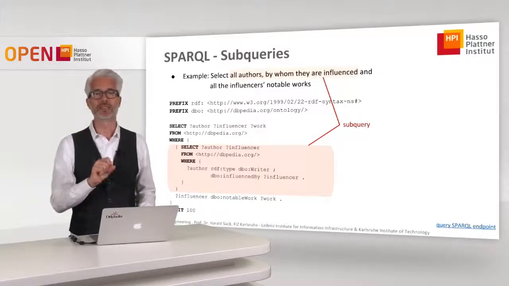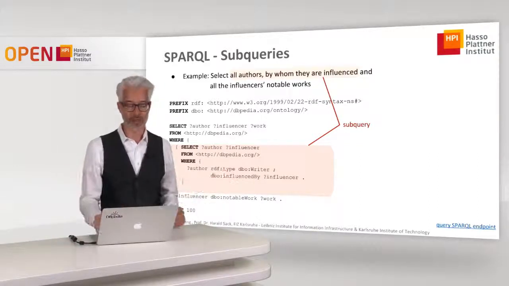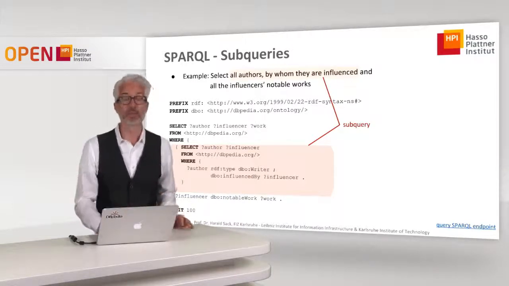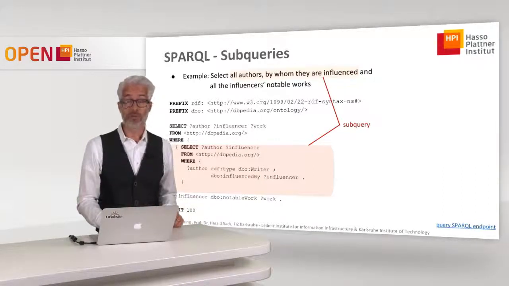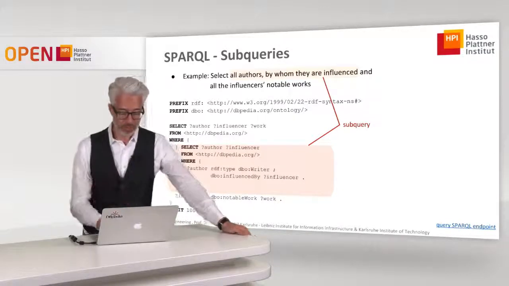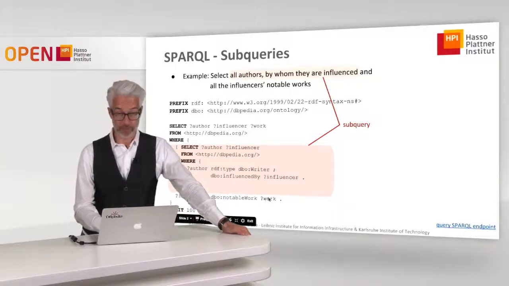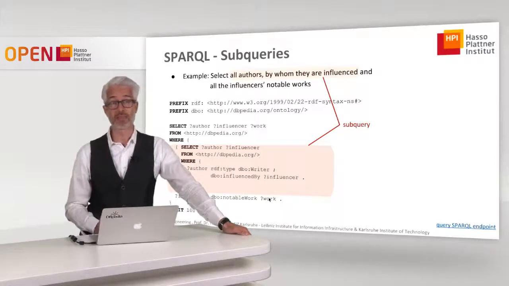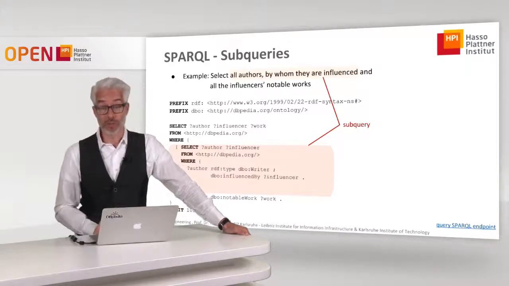You see this here, select author and the influencer, where author is of type writer, so this means all authors. And of course, author is influenced by its influencer. And then we put another query around that where we also want to have the notable works of the influencers, which means we add another triple over here: influencer, notable work, work. Now you might ask, okay, I could also put these three graph patterns under one select statement. Why do I use these nested constructs?